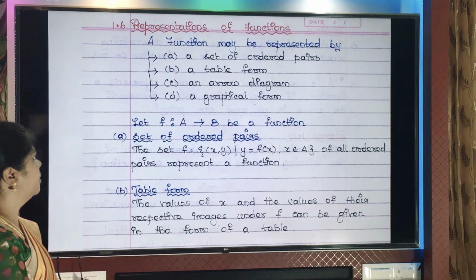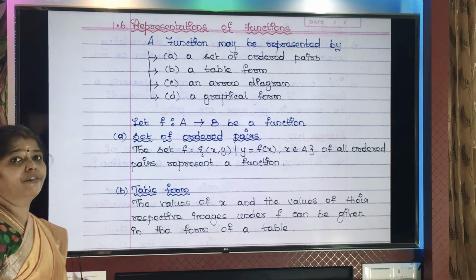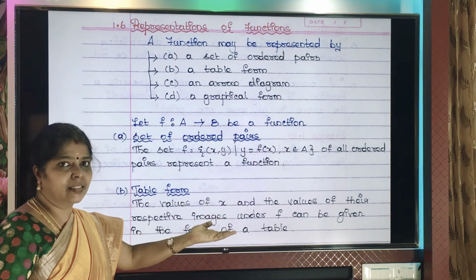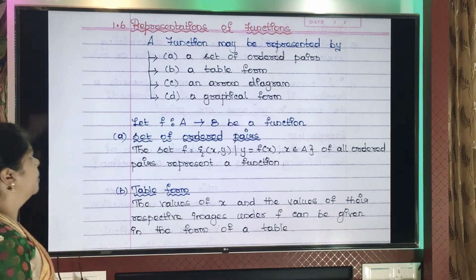We will see one by one. First one, set of ordered pairs. We have already seen this in our previous exercise, but now we will see it thoroughly.